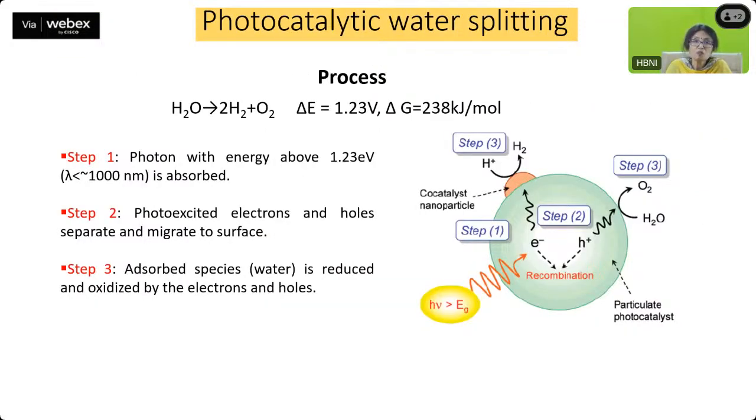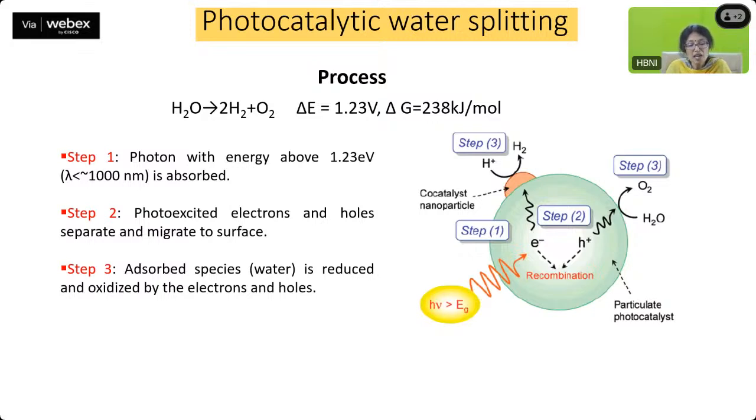Now coming to the last bit of the lecture, which is photocatalytic water splitting. So what is the process? In this case, you have a photon with an energy above 1.23 electron volt, where the lambda is basically less than 1000 nanometer, which has to be absorbed.